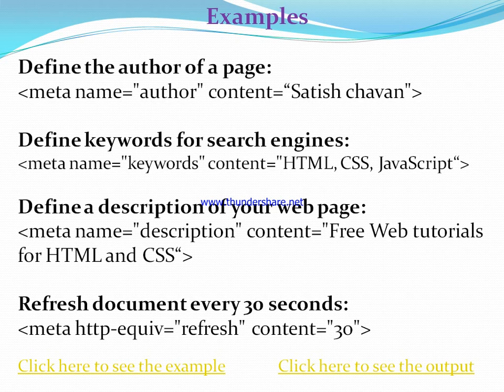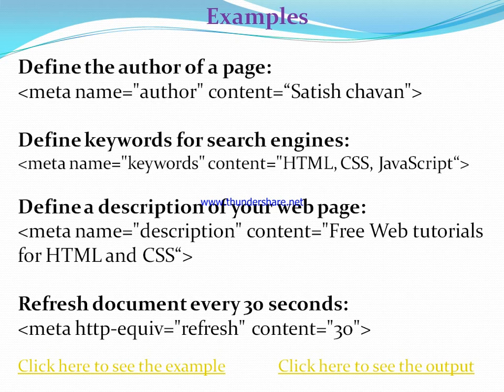Now second is define keywords for search engine. So here meta name equal to keywords, content is equal to HTML, CSS, JavaScript. So here are some keywords of that content. The next is define a description of your web page. So here you can go for meta name equal to description, as it clearly says, description means detail about the concept, that is, free web tutorial for HTML and CSS.